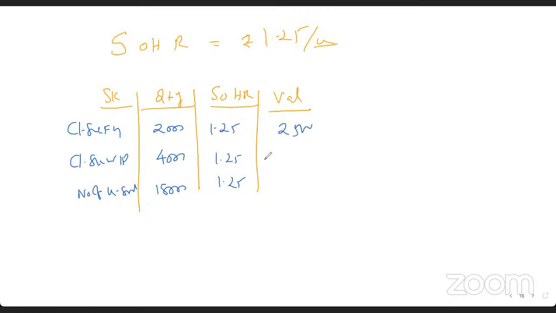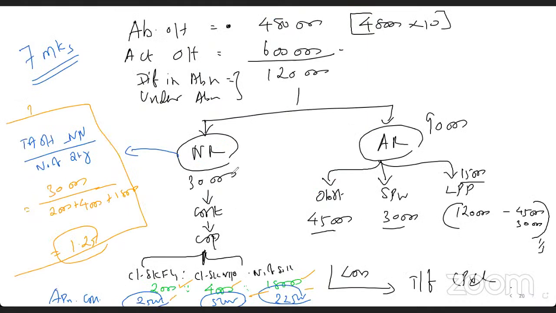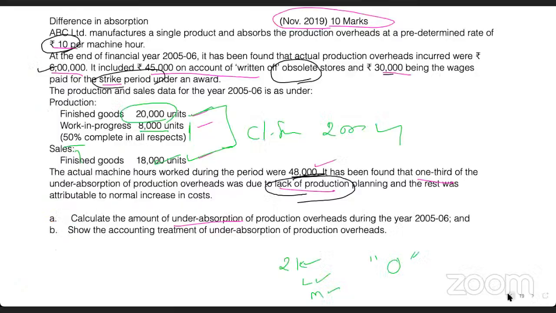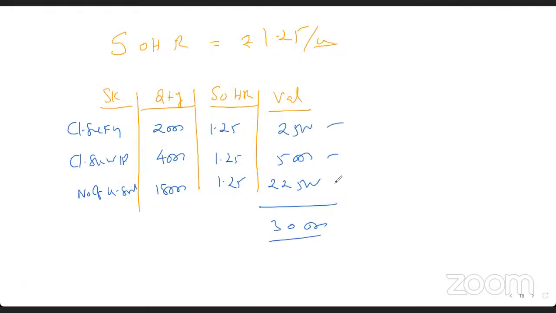$4,000 into 1.25 is equal to how much? Okay, do you understand? So the same 30,000. Same answer you got: 2,500, 5,000, 22,000. But in the case of supplementary overhead, you have to compute by way of formula. You have to compute this, thereafter you have to prepare this statement. Both the answers are the same. Now, we got it or not?